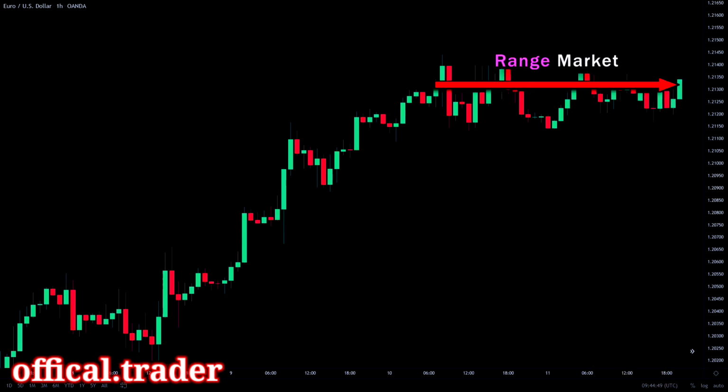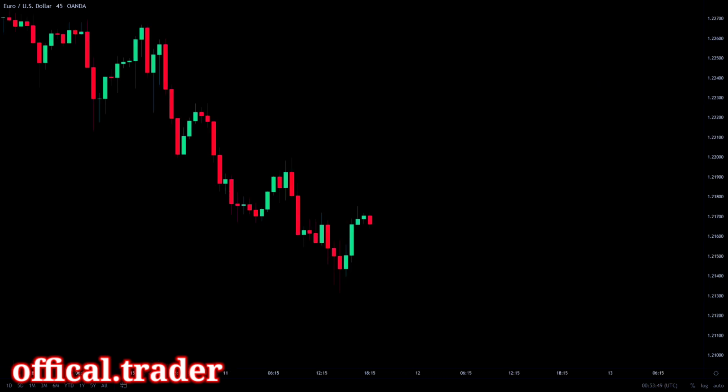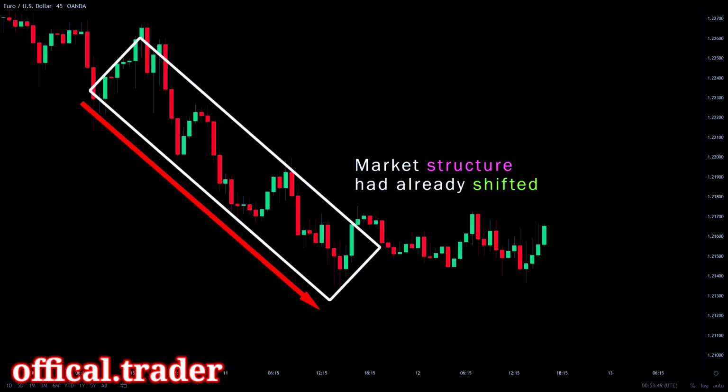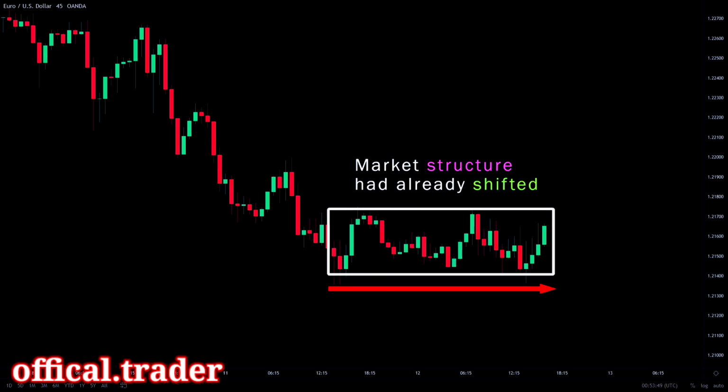Now let's look at another example. So here, we can see that initially, the price was on a clear downtrend, as it forms lower highs and lower lows. Next, we can see that the price went down, comes back up, but failed to form another lower low. Then, we can see that the price goes back down the second time, comes back up, and again, failed to form another lower low. And so, based on this, we can clearly see that the market structure had already shifted. It went from being on a clear downtrend to now moving within a range.